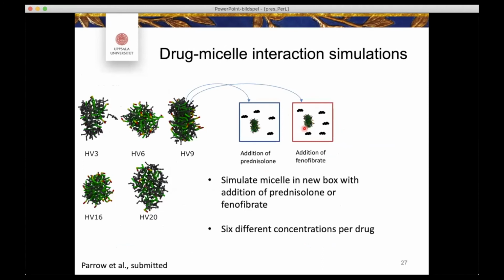So the question is then, what consequences does all of this have for any drug that you administer into these intestinal fluids? To do that, we took the experimentally determined intestinal fluid composition from 6 healthy volunteers. We first simulated the actual concentrations again, and then we extracted individual micelles from all of those 5 simulation series. And we performed new simulations, adding in 2 drugs, prednisolone and fenofibrate, at different concentrations, so 6 different concentrations per drug.